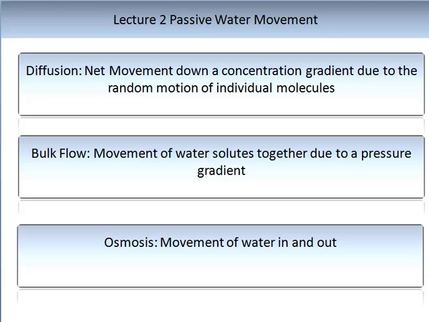In summary, passive water movement in the root occurs with three processes in place. Diffusion occurs as this is the net movement down a concentration gradient due to the random motion of individual molecules. Bulk flow is the movement of water and solutes together due to a pressure gradient. And osmosis is the movement of water in and out of a cell.